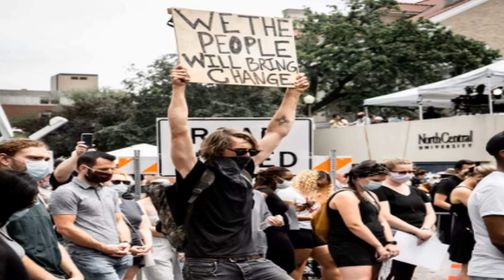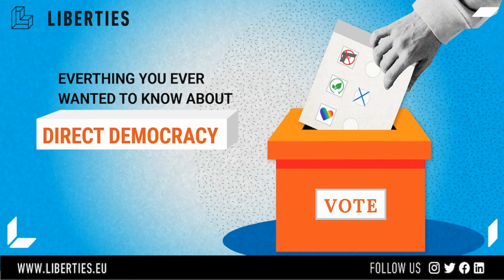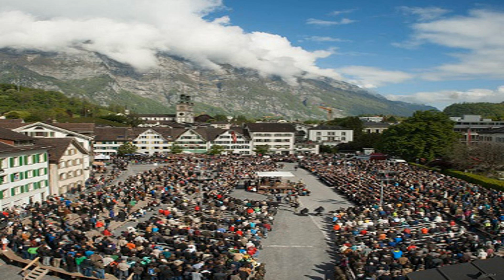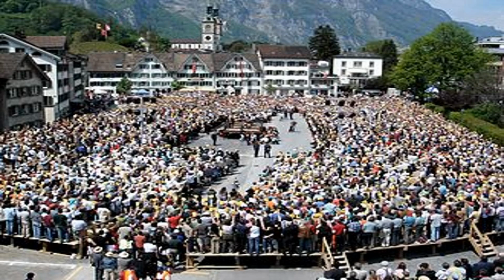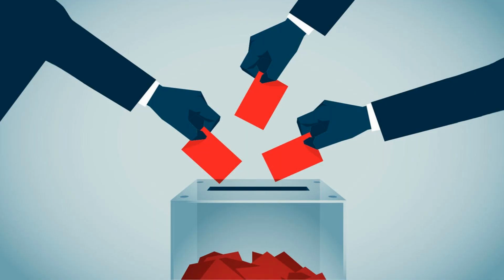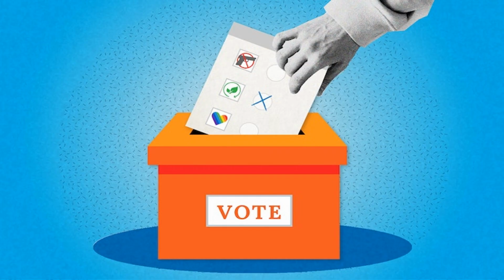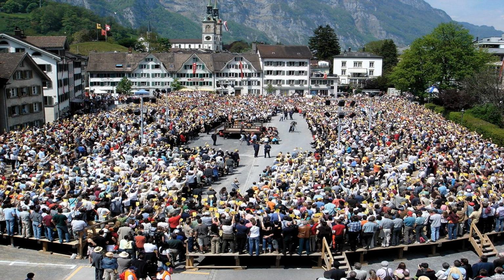Now, let's explore some examples of direct democracy in practice. One notable example is Switzerland, which has a long history of direct democracy. Swiss citizens have the right to challenge laws through referendums, propose constitutional amendments, and even veto parliamentary decisions. Another example is New England town meetings in the United States, where local residents come together to discuss and vote on local issues. These are just a few illustrations of how direct democracy can be implemented in different contexts.